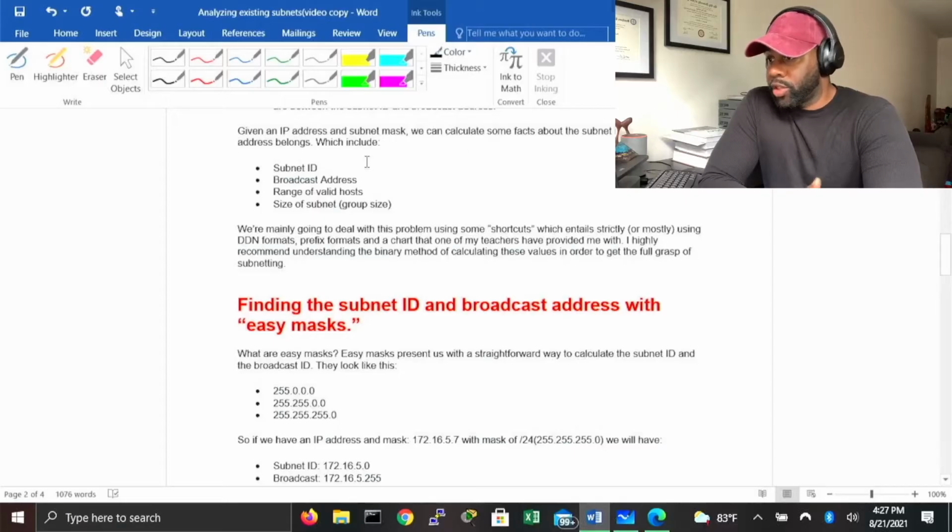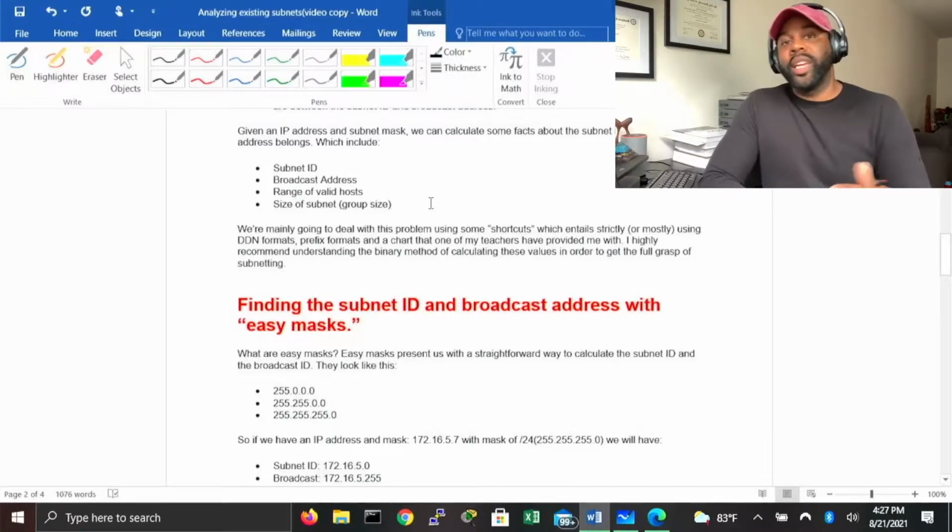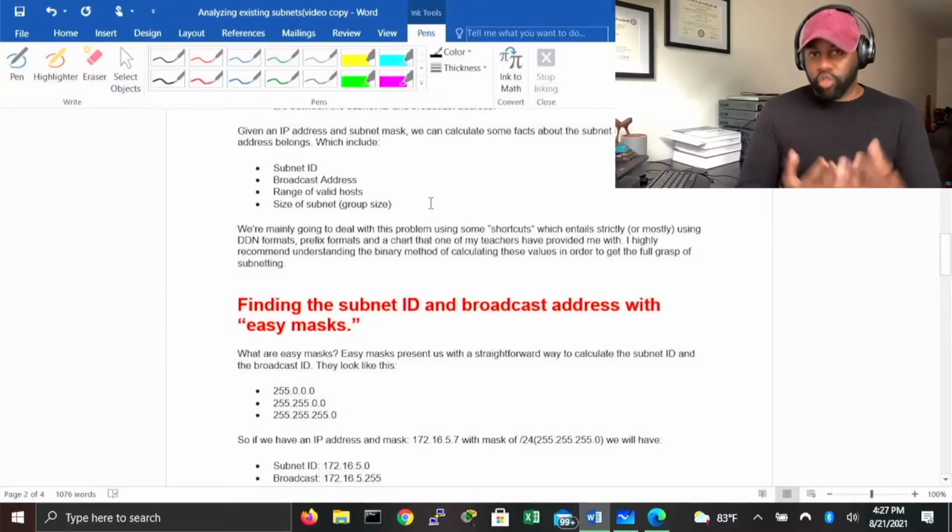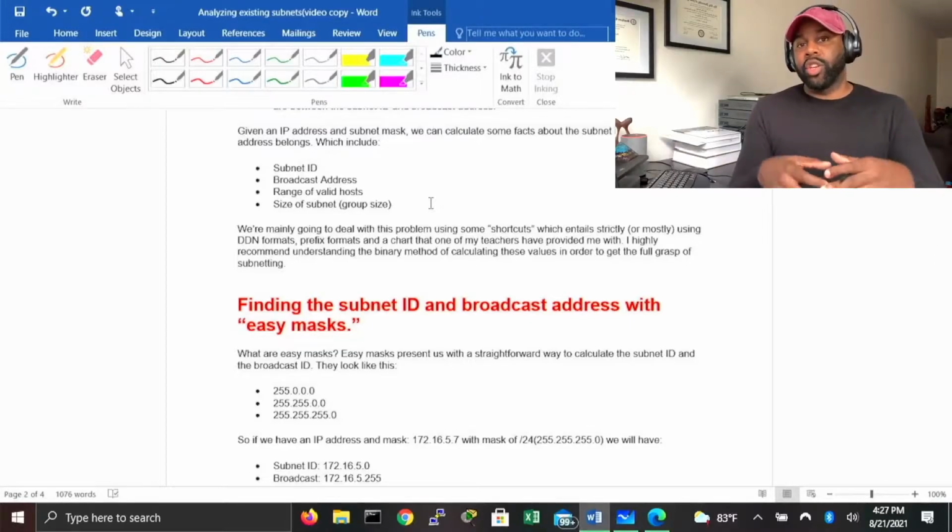This lesson is going to revolve around being able to calculate the subnet ID and the broadcast address. This is where this lesson is truly going to develop its core, because we have to be able to answer these questions. Given an IP address and subnet mask, we can calculate some facts about the subnet to which the IP address belongs, which include the subnet ID, broadcast address, range of valid hosts, and we can even describe the structure of the subnet via its group size. You're going to see what I mean by group size in a second.